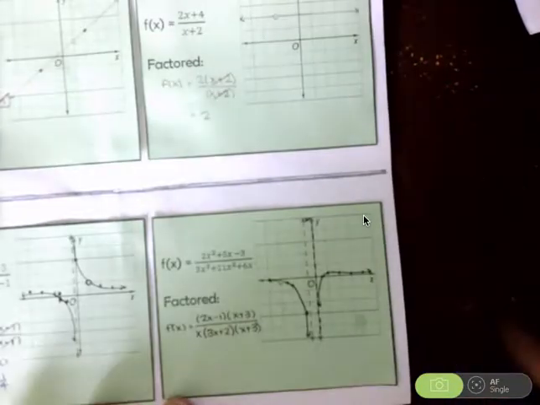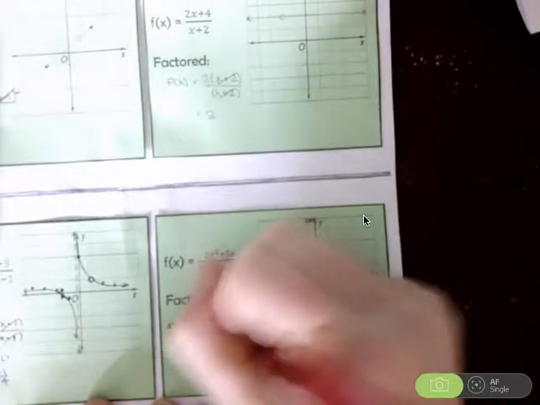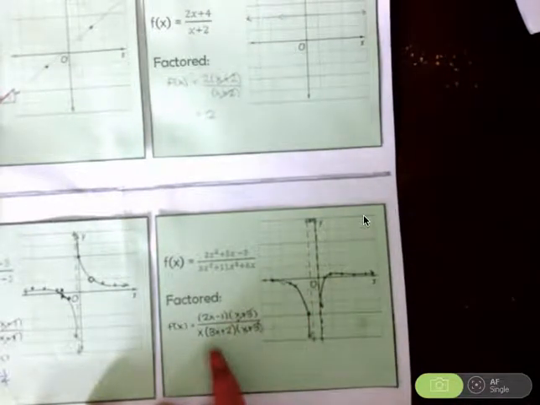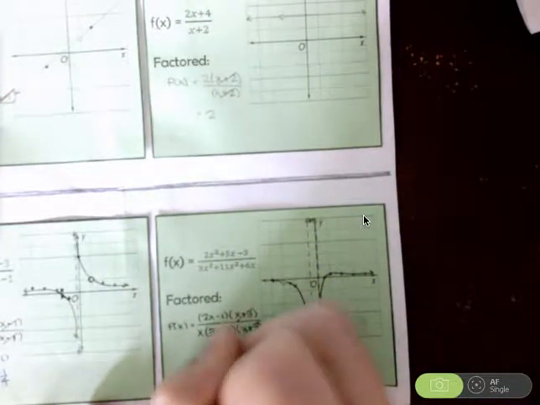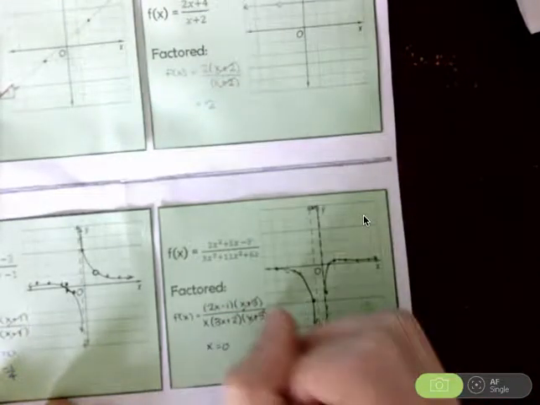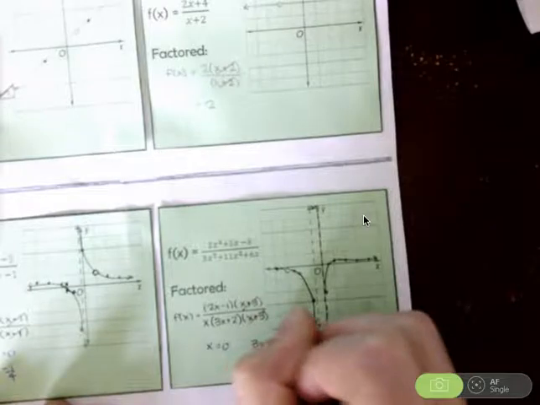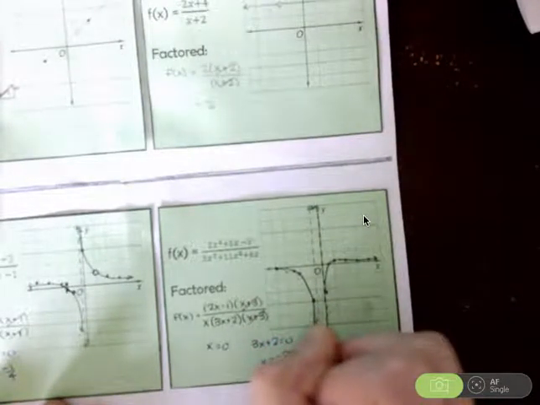Okay, so on the other one, I've got one other practice problem. We have that x plus 3 that cancels, so you have that hole right there at x equals negative 3. And then we're left with two factors. One of them is x, which is 0. I know this one's kind of hard to see, but you do have a vertical asymptote at x equals 0. And then you also have a vertical asymptote where 3x plus 2 is equal to 0, which is right there at x equals negative 2/3.